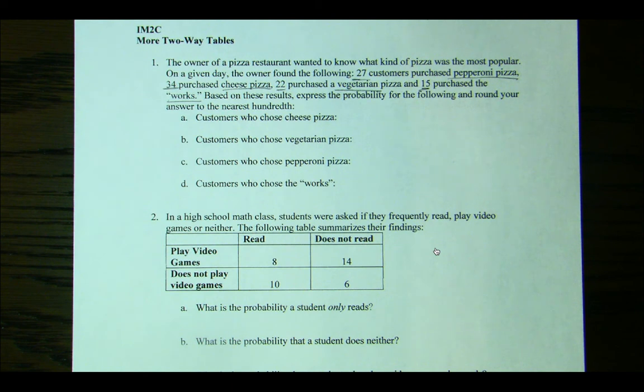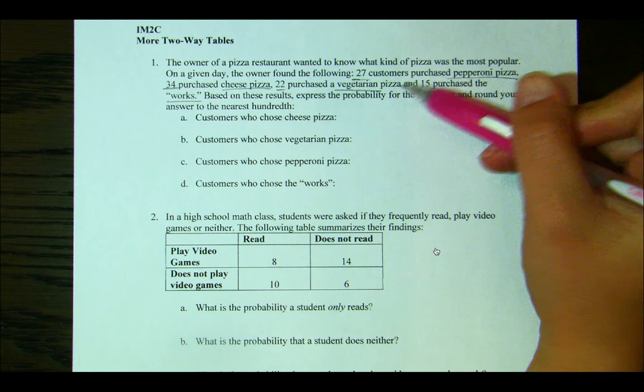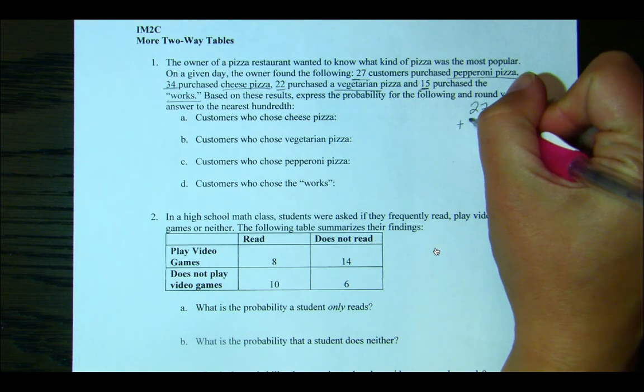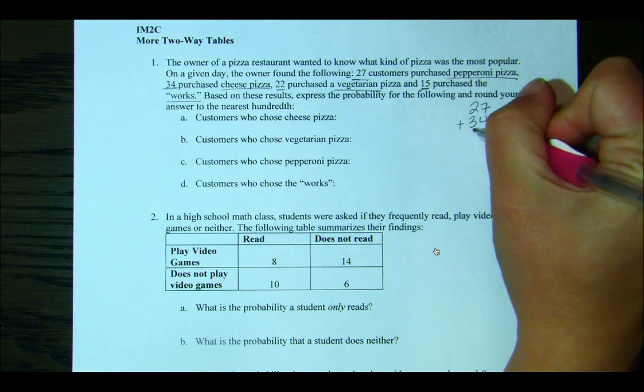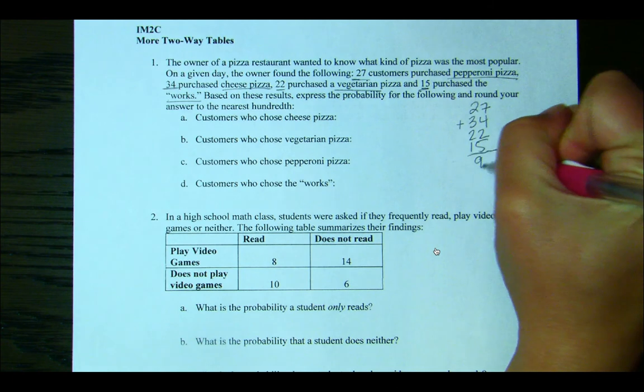So, based on these results, we want to express the probability for the following and round the answer to the nearest hundredth. So, that's 2 after the decimal place. So, for those who chose cheese, well, we can't really know much more than what's given, but I need to know what the total number of customers were. So, the first thing I'm going to do is add up all the amounts that are given up here so I can figure out how many customers there were in total. So 27 plus 34 plus 22 plus 15 gives us 98.